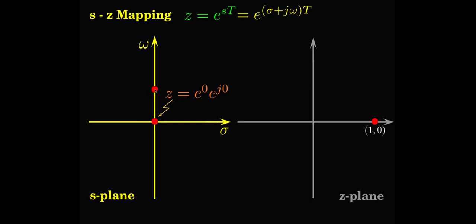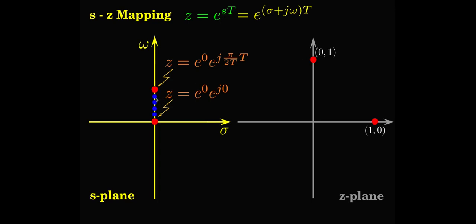Then let me take another point. Now it is on the omega axis. So it will be 0 plus j pi by 2T. So you will see that T will cancel, e to the power of j pi by 2. So it rotates clockwise by pi by 2. The amplitude e to the power of 0 is 1. So at 1 here, 0 comma 1, you will see the point. So the point here maps to this.